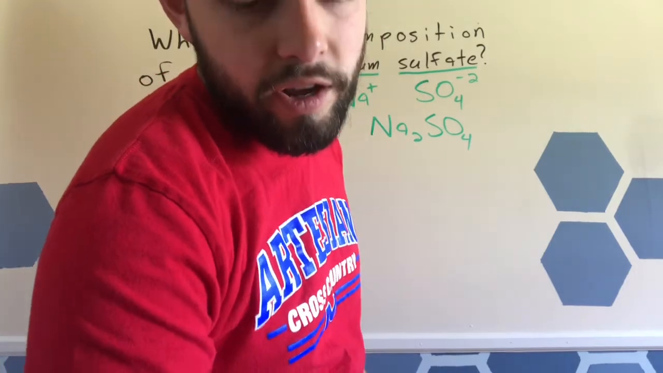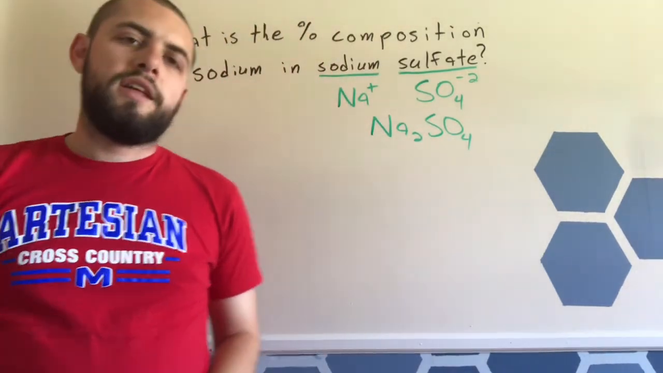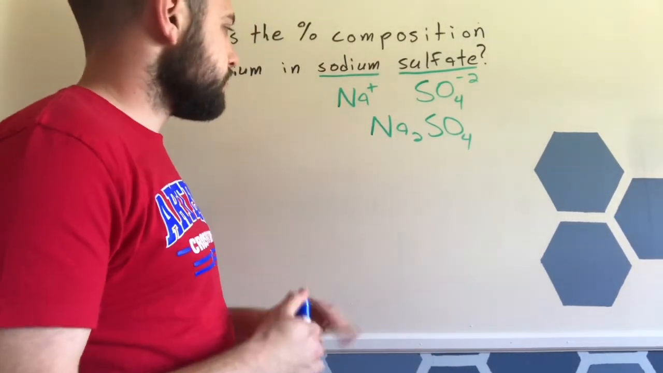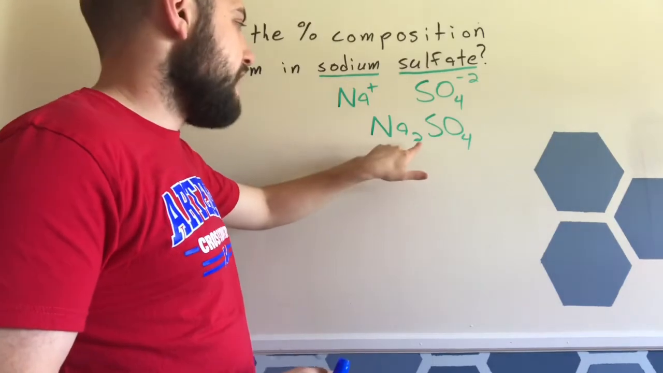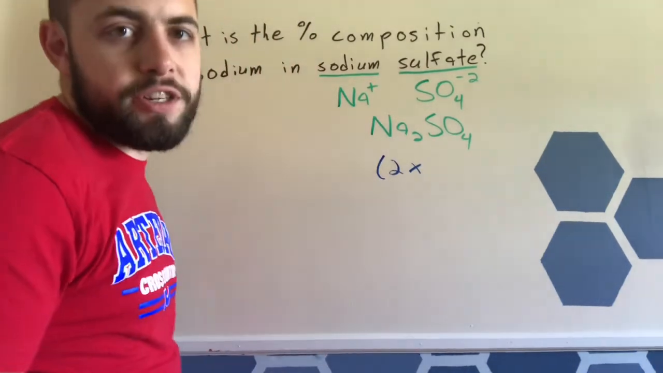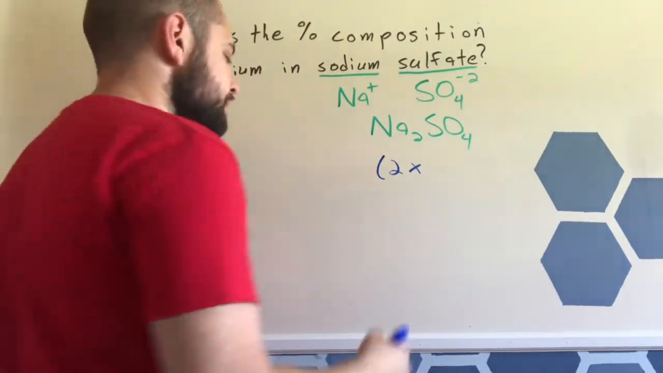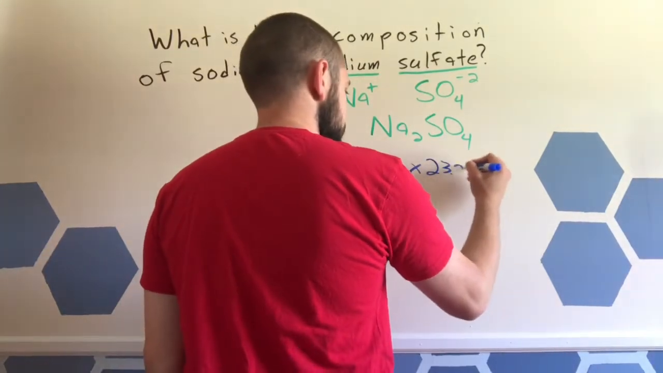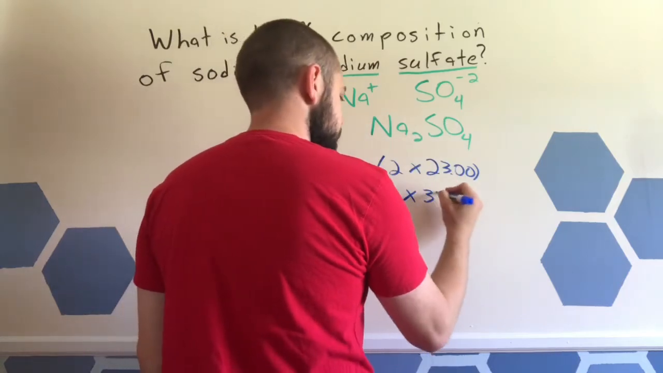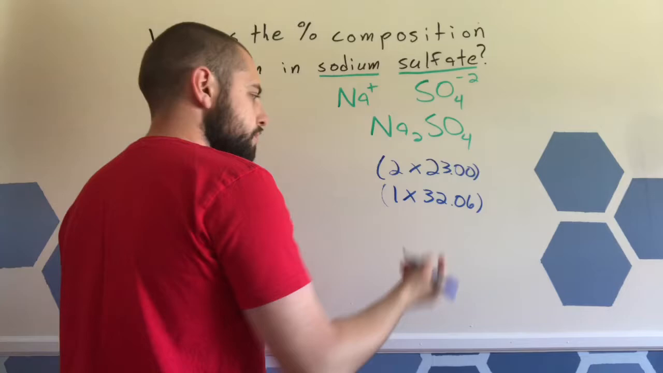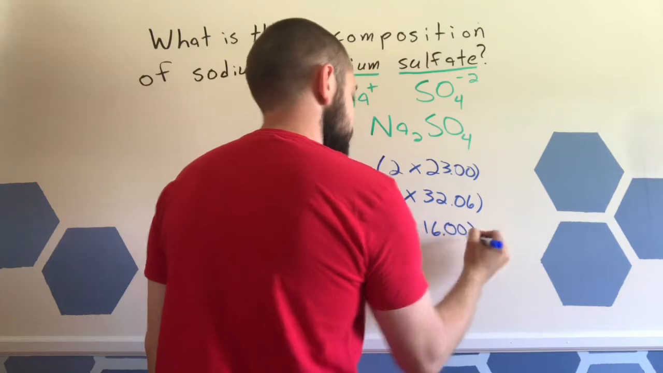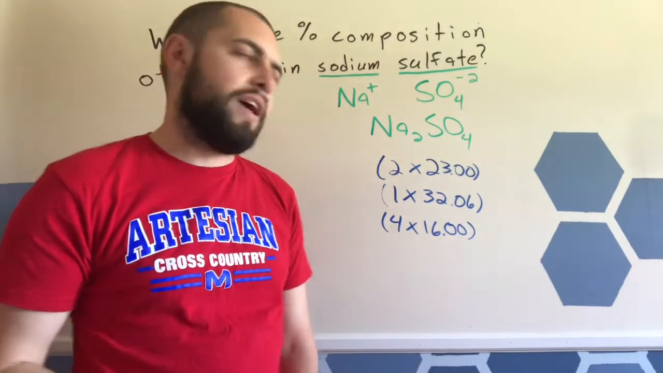The next step that we really want to go for is determining the molecular mass of that formula. So, looking at this, I know that I have 2 sodiums. I would look up the average atomic mass of sodium on my periodic table. I know this one, it's just about 23. I have 1 sulfur. Sulfur is just about 32.06. I've got 4 oxygens. And oxygen is pretty much exactly 16 atomic mass units.